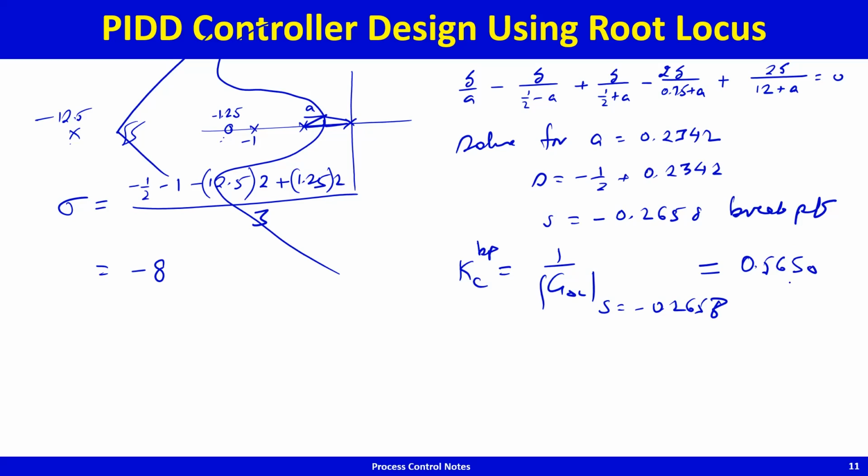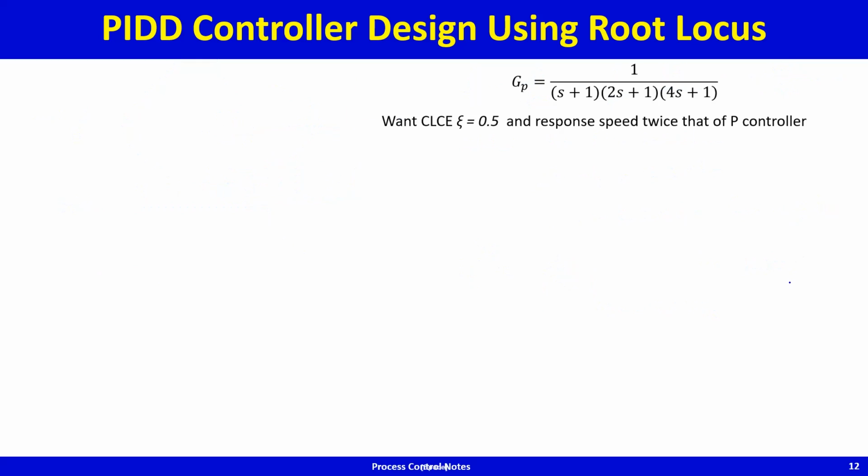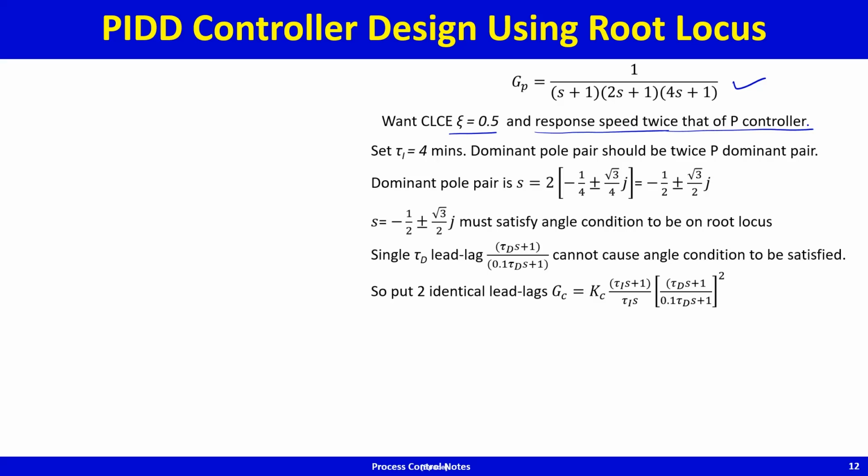So to summarize, Gp is the same as before. Closed loop characteristic equation damping coefficient desired is 0.5. I want a response speed that is twice that of a P controller. So as before, we set tau I equal to 4 minutes. The dominant pole pair should be twice the P dominant pair, and therefore s equal to minus half plus minus square root 3 by 2 j must satisfy the angle condition to be on the root locus.